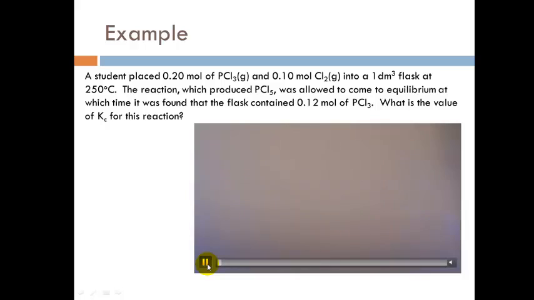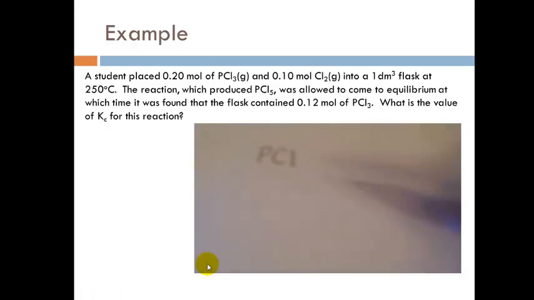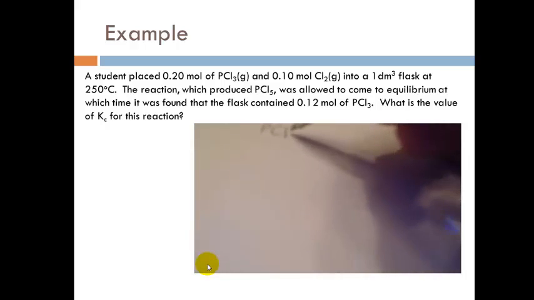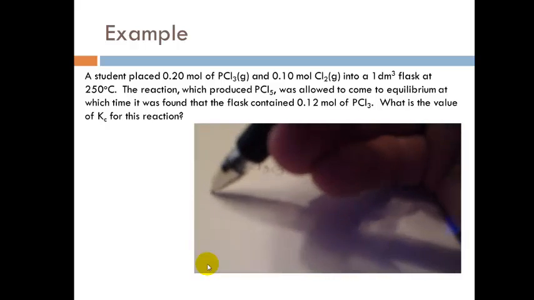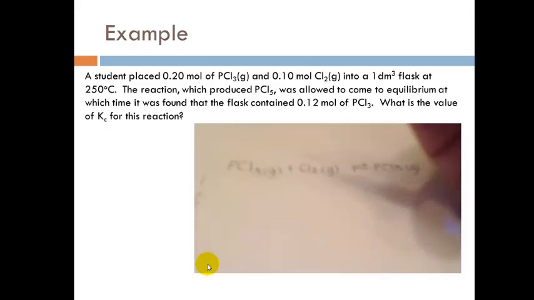So the first thing that we're going to do is write a balanced equation. So PCl3 plus chlorine goes to PCl5, and it's in equilibrium, so remember your double arrows. We need an ICE table, so all you do is write the letters ICE, and it does have to be set up exactly like this.